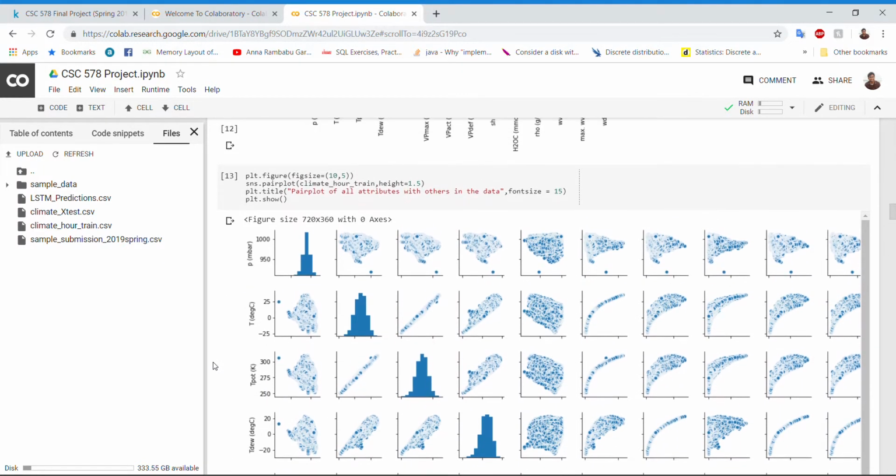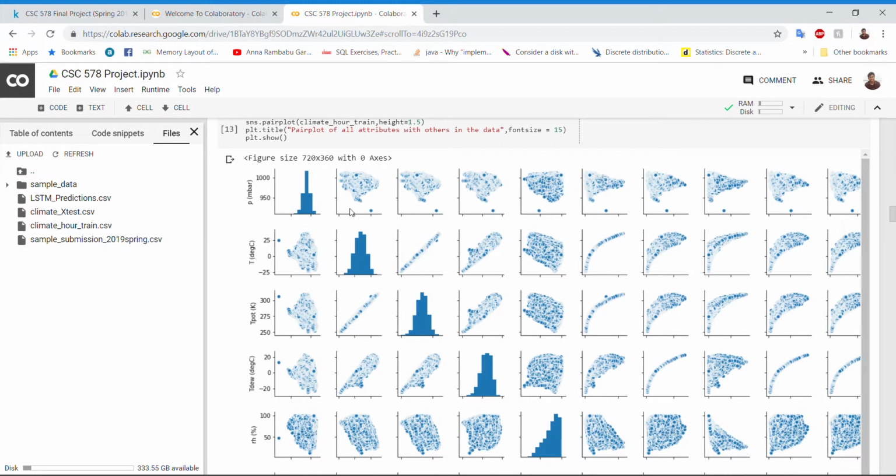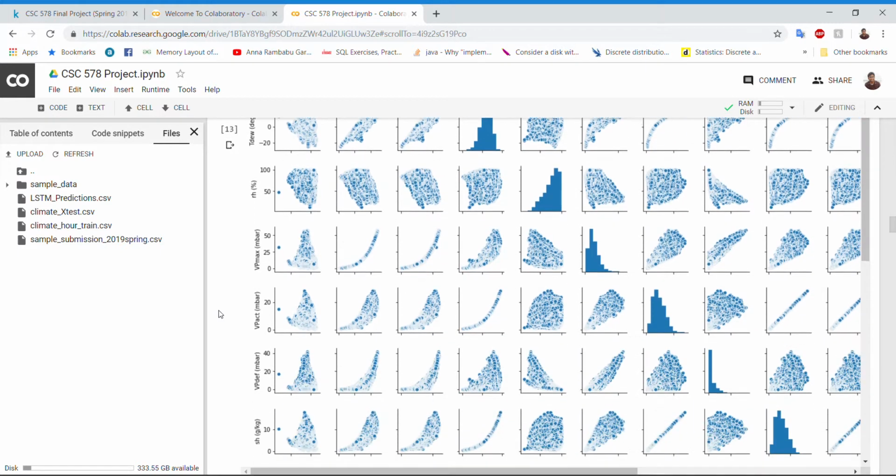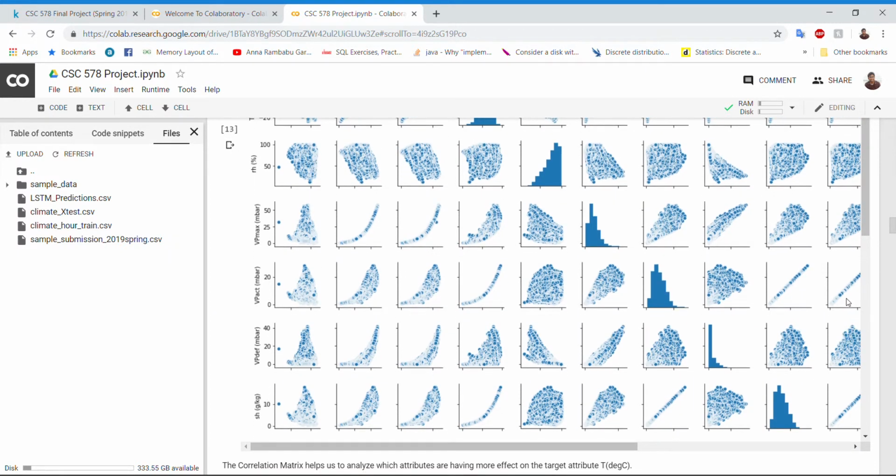And this is a pair plot, and all of the diagonal plots show the distribution of the attribute, and the rest show the scatter plot between the attributes. And here we can see that some of the attributes are having correlation of 1.